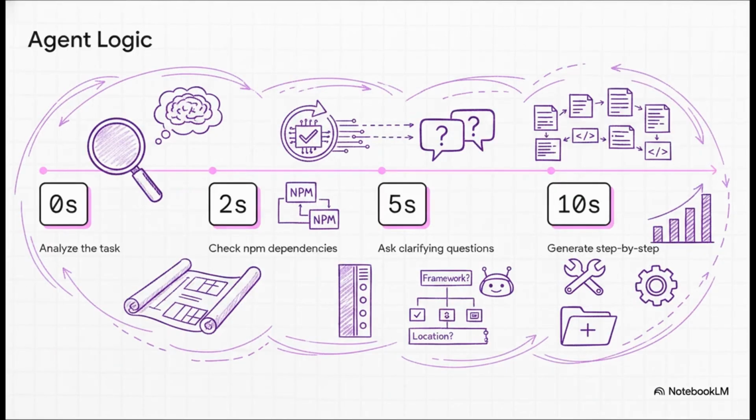And let's look at the chronological logic it uses here. Step 1, it analyzes the task. Step 2, it actively checks the system for those necessary NPM dependencies we just talked about. Step 3, it pauses to ask some simple, clarifying questions, like, hey, what framework do you want to use? Or where exactly do you want this project created? Once it gets that context, it jumps to Step 4, automatically generating the project, step by step. It sets up the file structure and writes the code, ensuring that absolutely no missing packages are going to derail the build before it even starts.